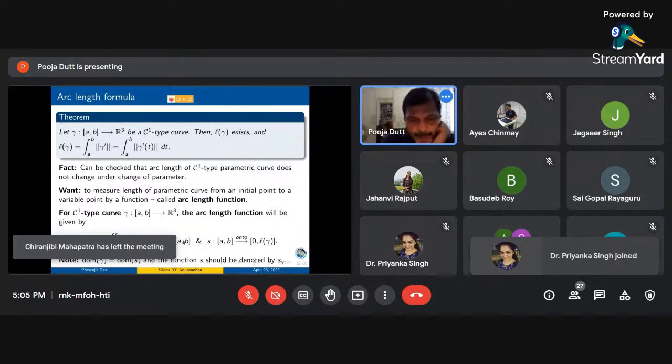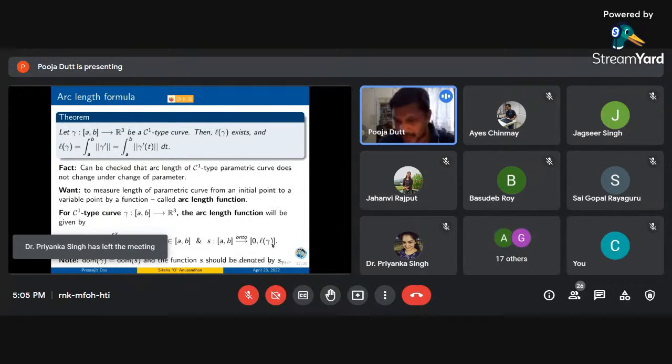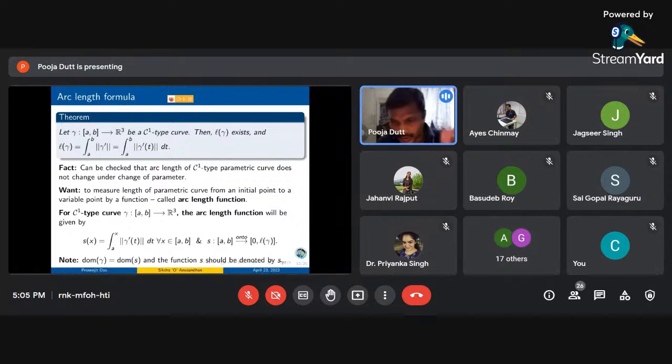Note that this function is a surjective function from the interval [a,b] onto the interval 0 to the length of gamma. Why? Because it counts every portion of the curve, every finite length, including from the first point to the last point. So it has to be a surjective function, and it has many properties. Those we'll be learning.